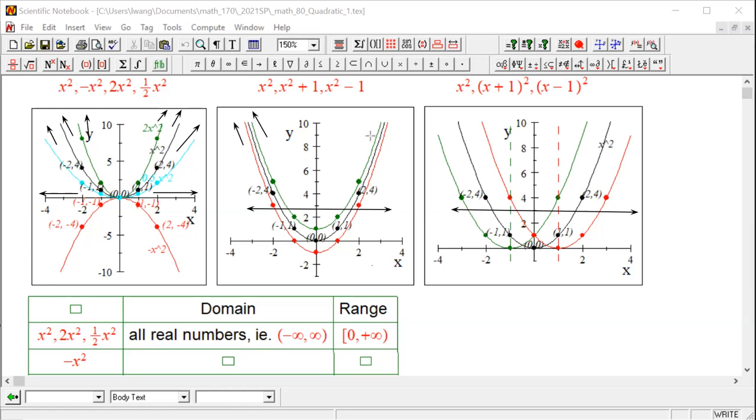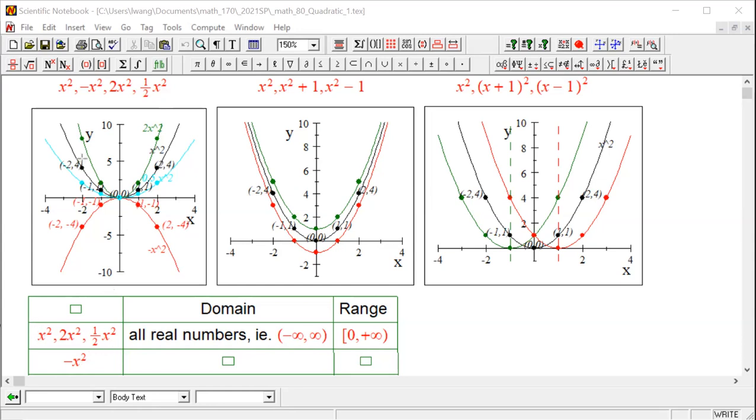The domain and range can be determined by observing the graph of these curves, right? So from these arrows, we determine that the horizontal span of these curves is from negative infinity to positive infinity. The domain is all the same, okay? It's the same as for polynomials, and a quadratic function is a special case of polynomial. However, the range varies, okay?